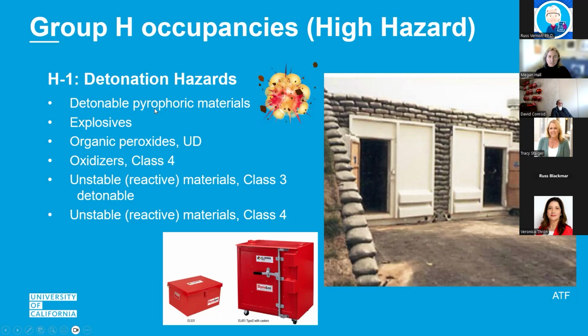So you can have detonable pyrophorics, explosives, unclassified detonable organic peroxides, class 4 oxidizers, unstable reactives, class 3 detonable, or class 4 unstable reactives in any amount. And any other lesser physical hazards could also be in these occupancies. This is just a portable magazine, another way you might store some of these. But this would be their H1. And apparently we do have at least one of these at one of our locations.